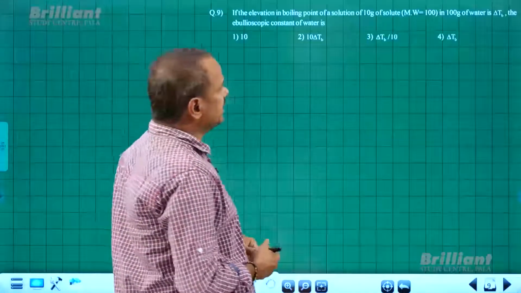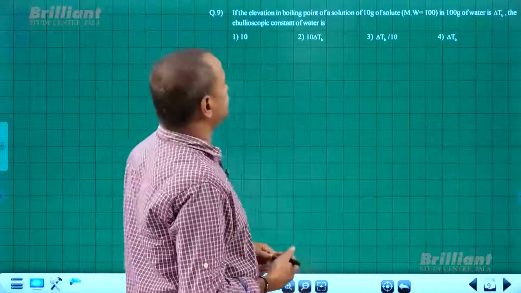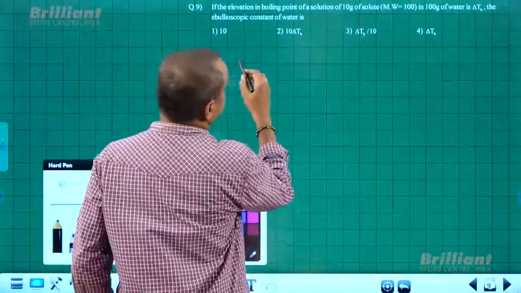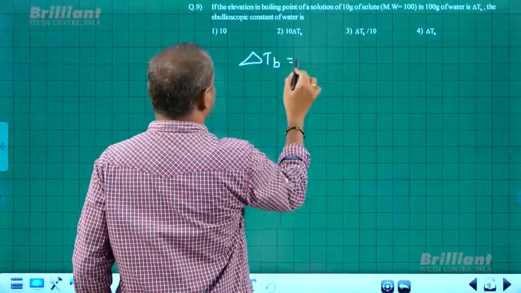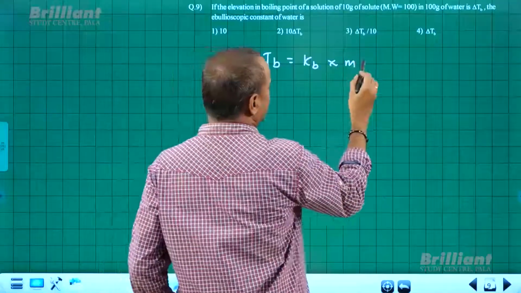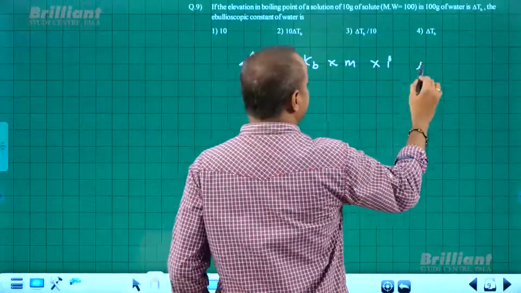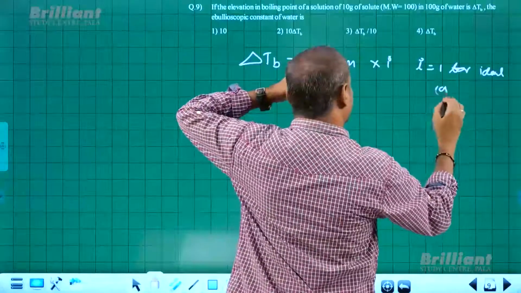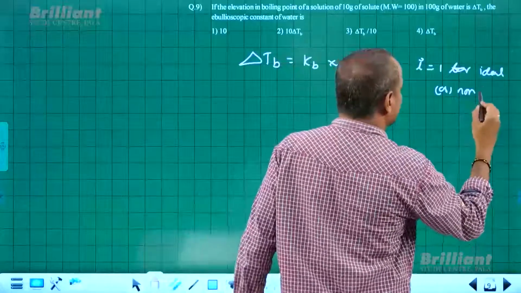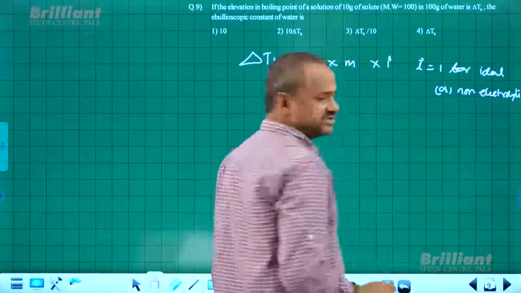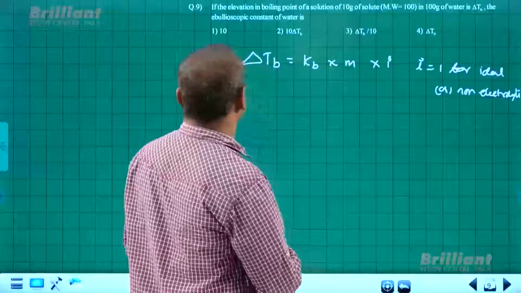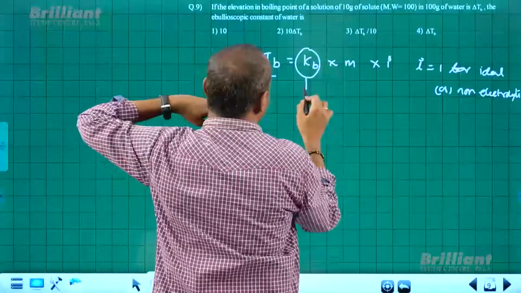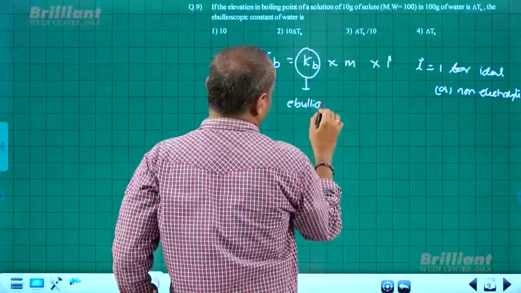Elevation of boiling point of a solution, 10 grams of solute in 100 grams of water, is delta TB. The ebullioscopic constant of water is asked. First, the elevation of boiling point formula: delta TB is equal to Kb into molality into i. But i is not given, so taken as 1 for an ideal non-electrolyte, meaning it does not dissociate, like urea. Delta TB is given, and Kb is to be found. Kb is called the ebullioscopic constant.